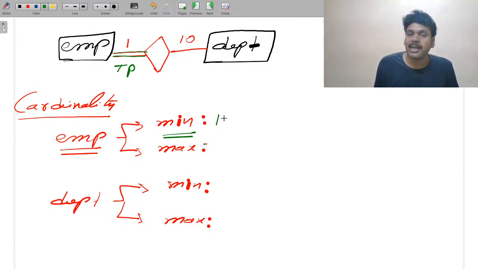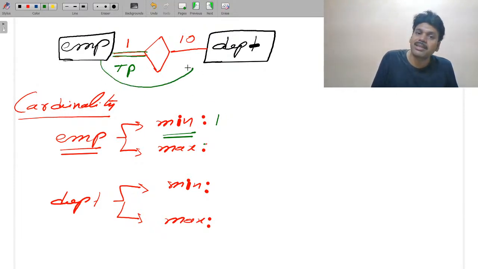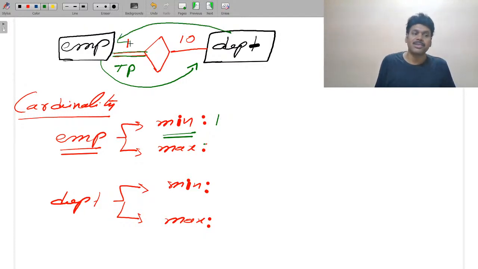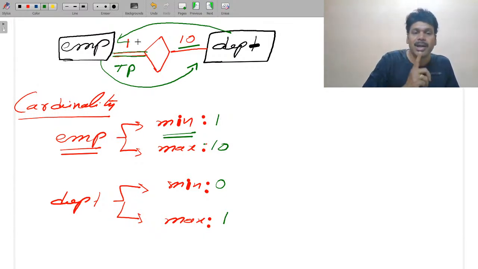What is the maximum cardinality of employee? You need to look at the other side for maximum. For department, you have to look at the other side for maximum. So department is a partial participation and the minimum is 0. And what is employee maximum? It's 10. What is the department maximum? 1. So what's the meaning of that? An employee must work in at least one department and can work in a maximum of 10 departments. Reverse, a department may or may not have employees, but can have a maximum of only one employee. That's the meaning.